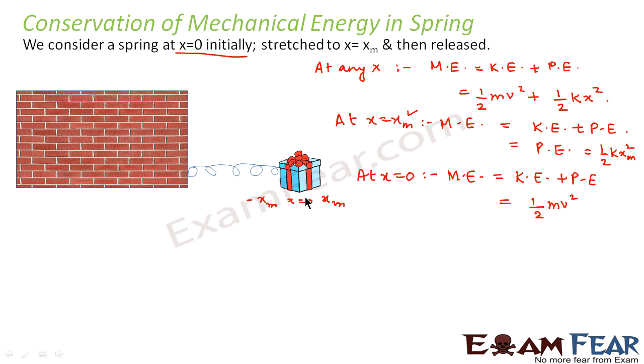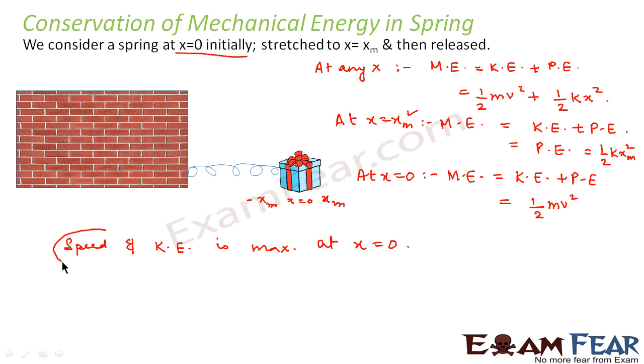So what do we observe? We observe that at the two extreme points, potential energy is maximum. There is no kinetic energy. At the center point, kinetic energy is maximum and there is no potential energy. So what do we observe from this? We observe that the speed and kinetic energy is maximum at x is equal to 0.